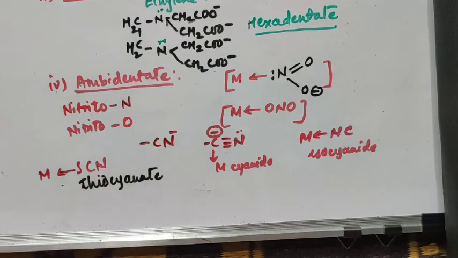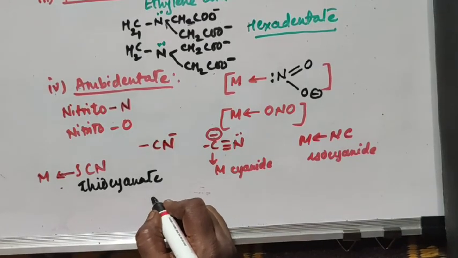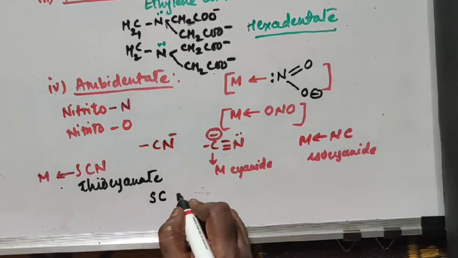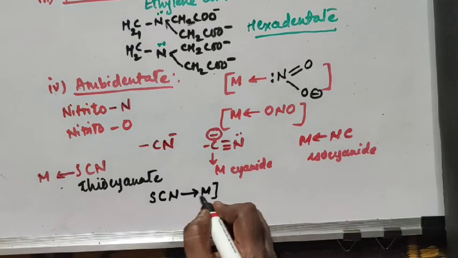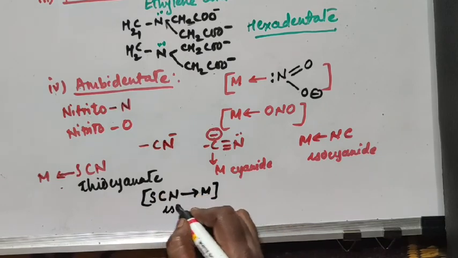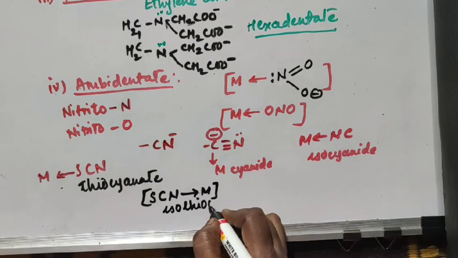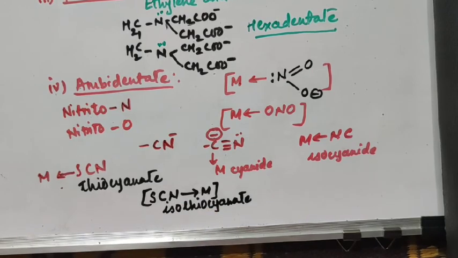When nitrogen donates the electron pair for bond formation, I'll write here M-NCS. When nitrogen donates the electron pair to the central metal atom, then in that case it is an isothiocyanate. So this is about the ambidentate ligand. Three examples are there: NO2, cyanide CN, and SCN, thiocyanate or isothiocyanate.